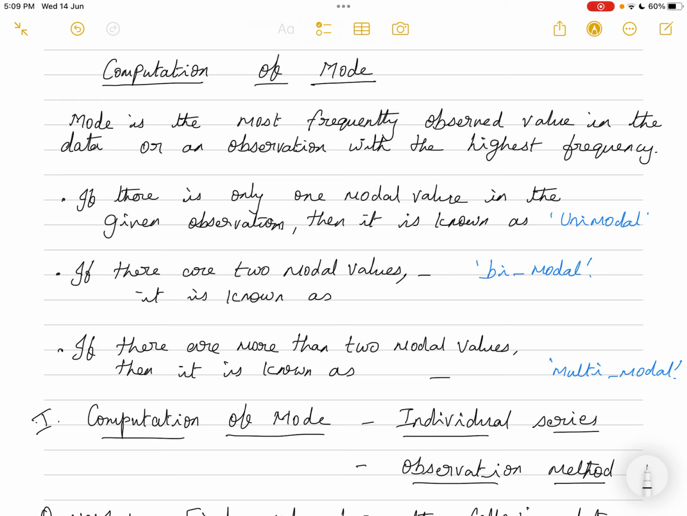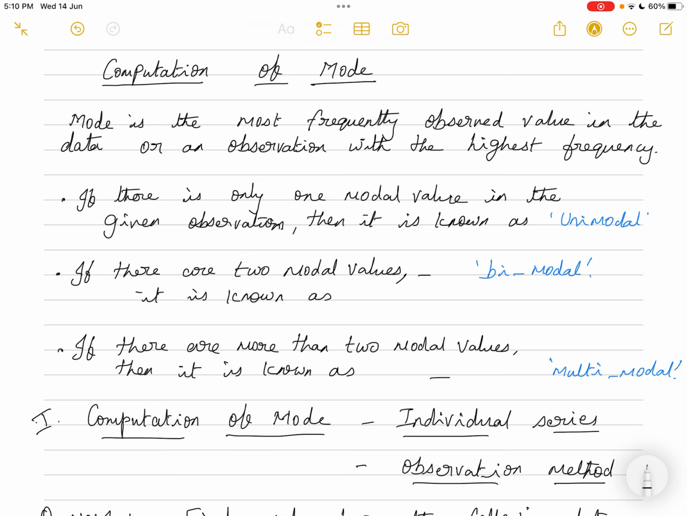In today's class, we will check out the numerical problems under mode. We have already finished how to calculate median and arithmetic mean, and the third one is the numerical problems under mode, that is, computation of mode.